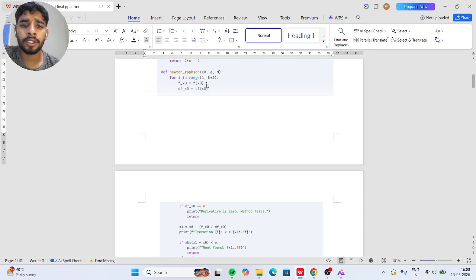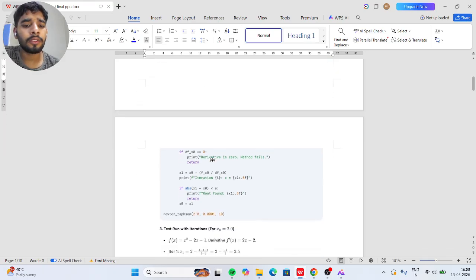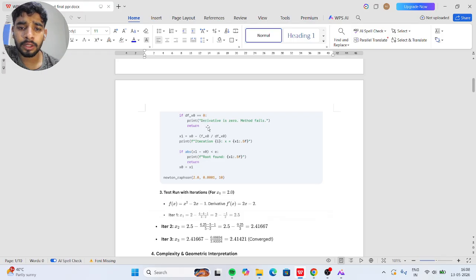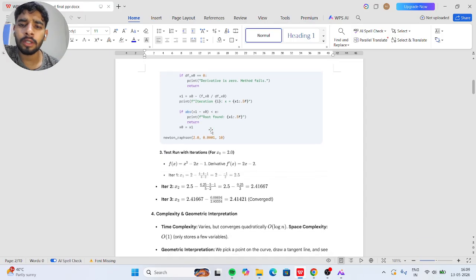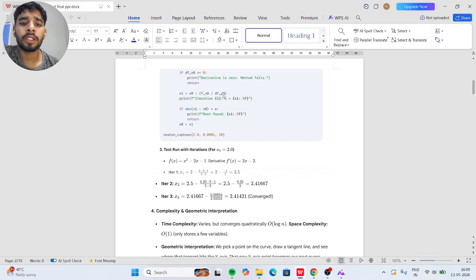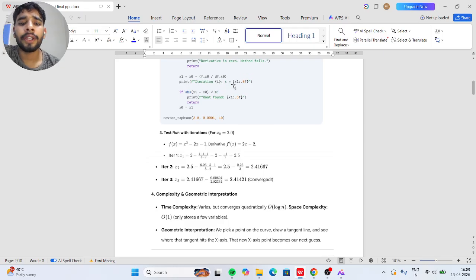For i in range 1 to n plus 1, we take fx0 equals to f of x0. Here we call the function, here also we call the function. Now, if df of x0 is equal to 0, then the derivative is 0 and the method fails and returns. Otherwise, x1 equals x0 minus fx0 divided by dfx0, which is the Newton-Raphson main formula. Now we print the iteration number and the value of x which we have calculated here.